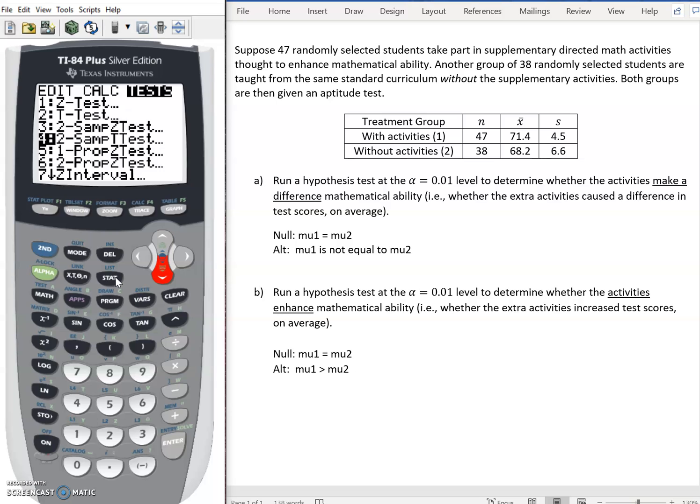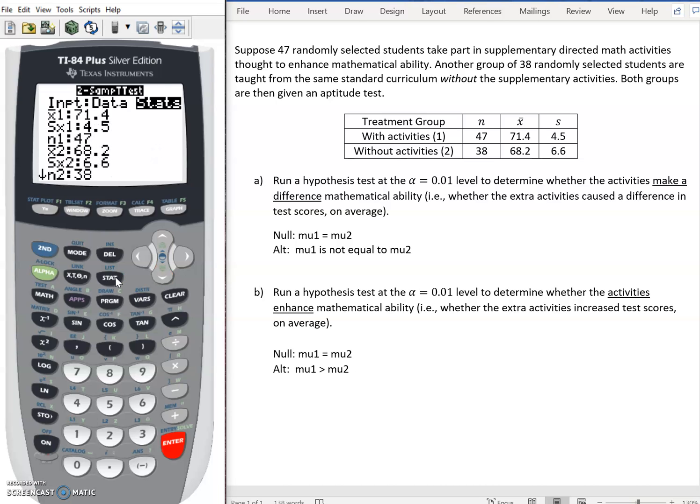So two-SampTTest. We go in there, and we could have data if we had the raw data, but here we've got statistics. Some of these values are already put in. The only thing I'll say to be careful about is make sure that the order you put them in is correct. In our table, n is the first thing listed, but in the two-SampTTest, x bar is the first thing listed. So just make sure that the order you have lines up correctly with the information in the table.